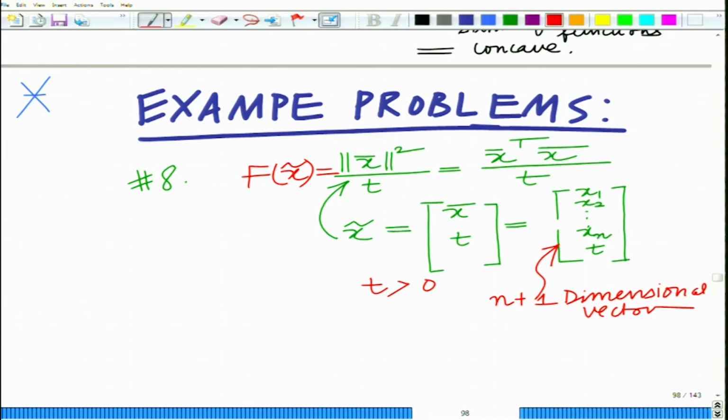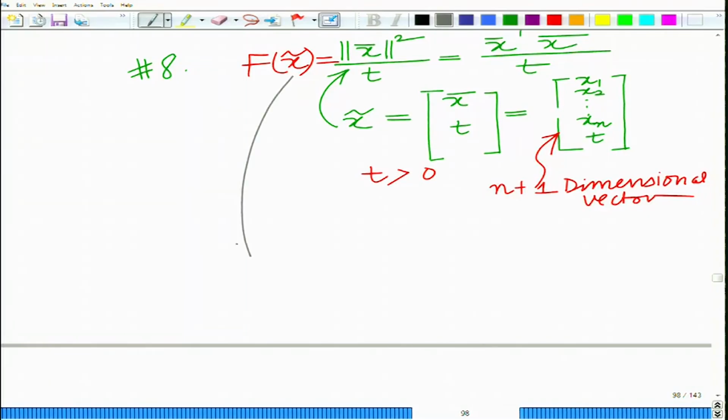Now, we want to show that this function is indeed a convex function. We will follow the approach that we have shown before, that is the test for convexity, which is to evaluate the Hessian and demonstrate that it is indeed a positive semi-definite matrix. So, what we want to do is evaluate the Hessian of this.